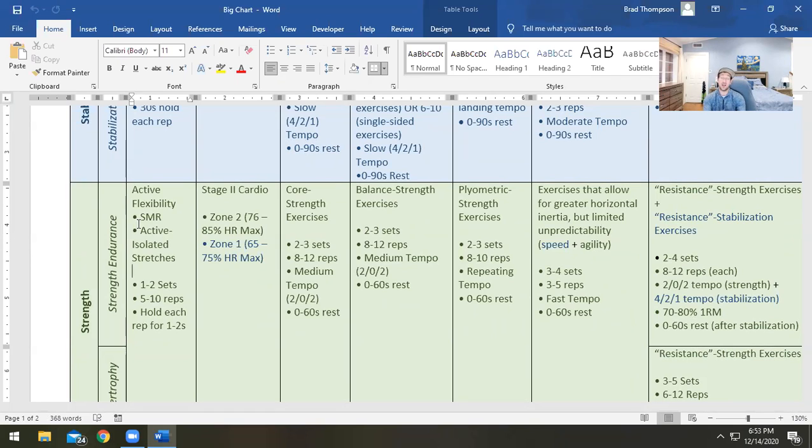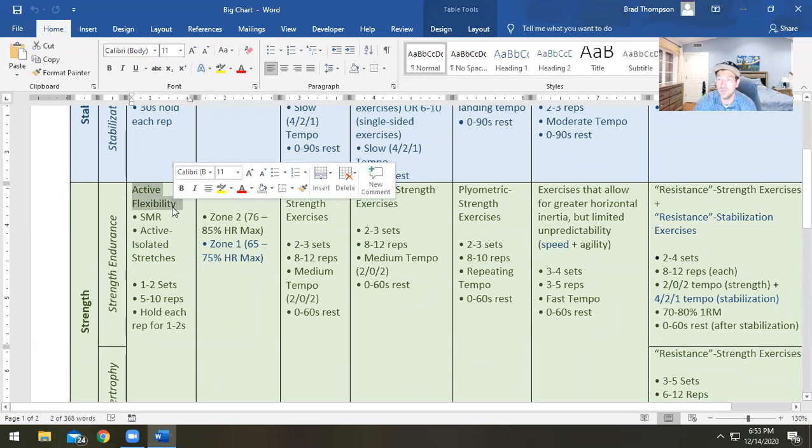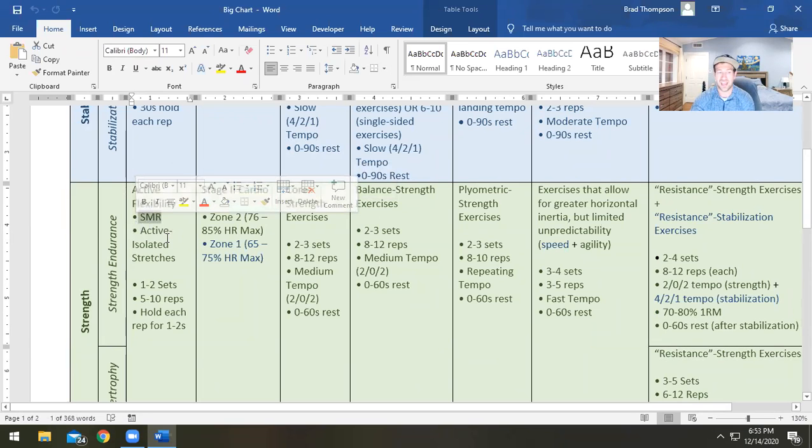Just like there are core strength exercises, but there's no core hypertrophy or core strength endurance, exercise selection is entirely based on the level, and the level that we are in is the strength level. Whether it's a strength endurance client, a hypertrophy client, or a max strength client, it doesn't matter. You are going to be performing active flexibility. And when I say active flexibility, what I mean is self-myofascial release and active isolated stretches.